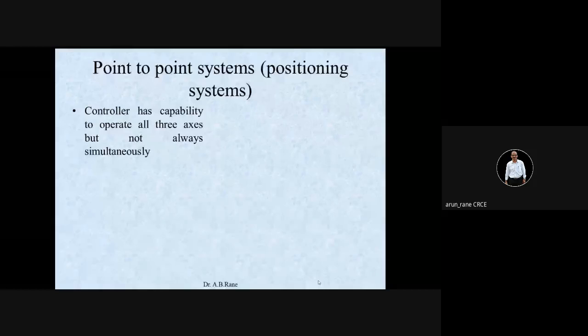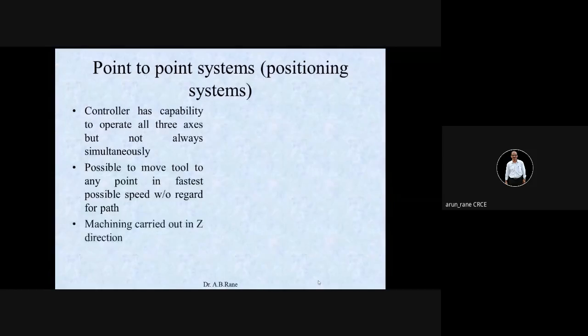So what do you mean by point to point system? Suppose there are four holes to be drilled. Then from one hole to another hole, it will not move in a fixed path. The target is from point A to point B, it has to move. So it can take any path. Generally, it takes the shortest path.